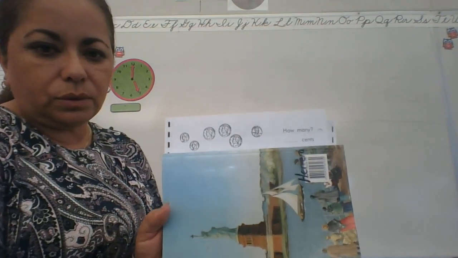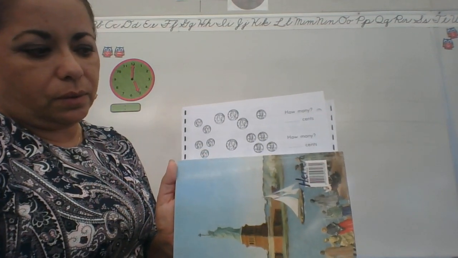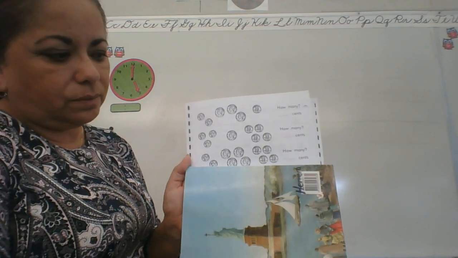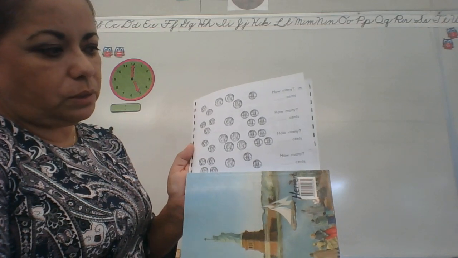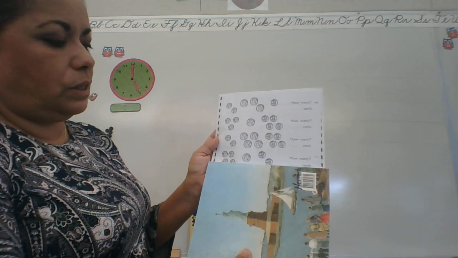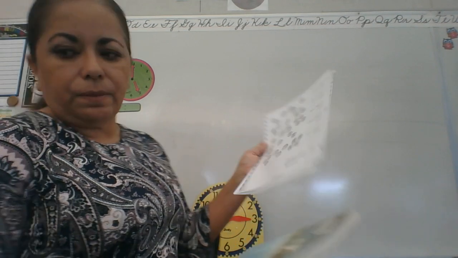So you're going to count those. After you count those, you're going to move it down and count those. Then move it down. You're going to count those. Okay? So don't get your coins mixed up. You have 1, 2, 3, 4, 5 different sets of coins that you're going to count. All right?